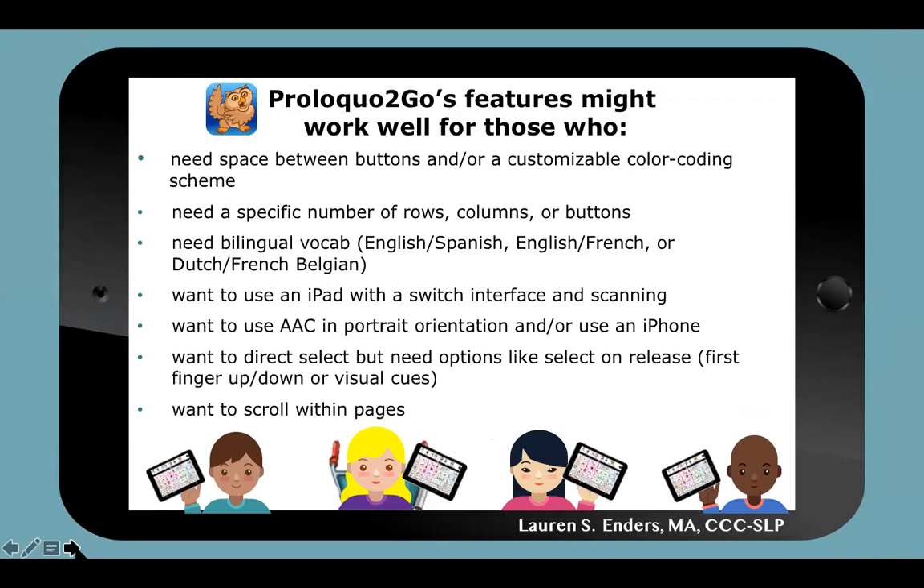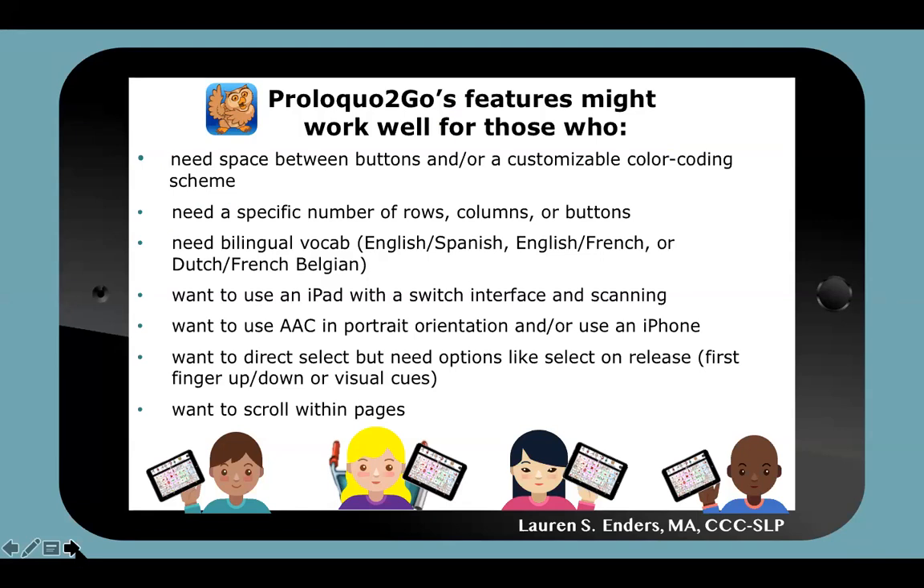So, who might do well with ProLoqua to Go? What are those features? They might work well with who? Well, someone who needs space between buttons or a customizable color coding scheme, someone who needs a specific number of rows, columns, or buttons because you have so much flexibility. Someone who needs bilingual vocabulary, someone who wants to use an iPad but is a Switch user. Someone who wants to use the app in portrait, up and down orientation.